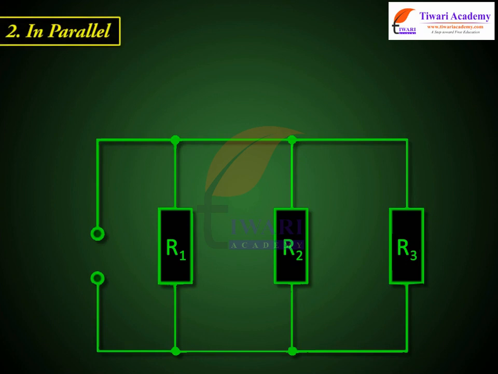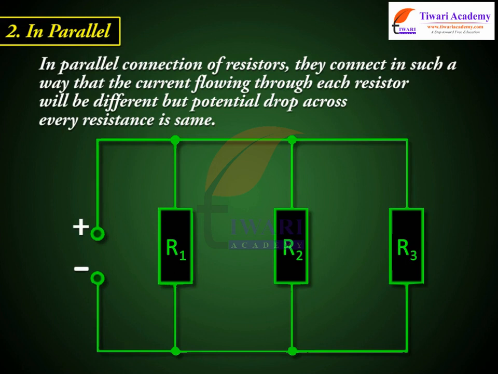2. In parallel. In parallel connection of resistors, they are connected in such a way that the current flowing through each resistor will be different, but the potential drop across every resistor is the same.